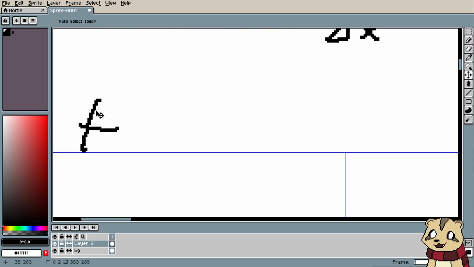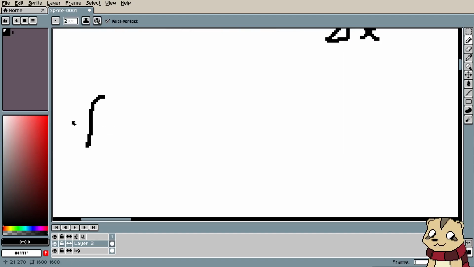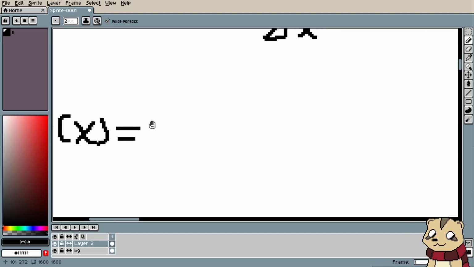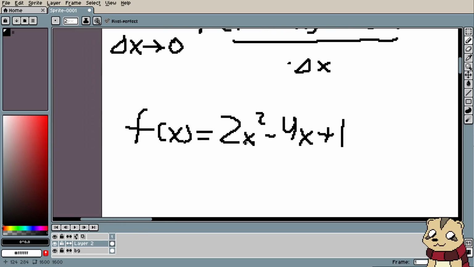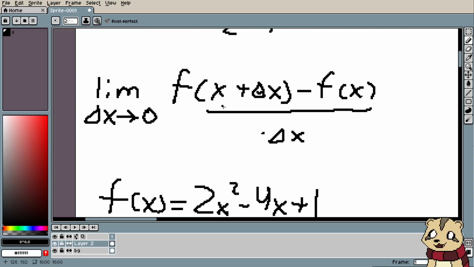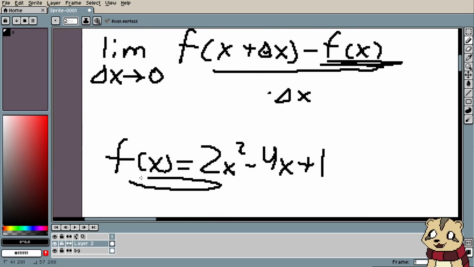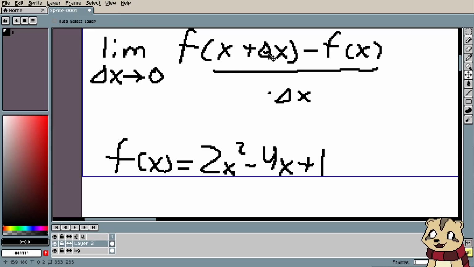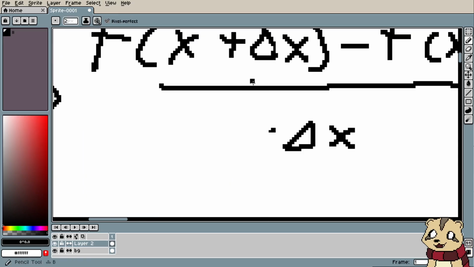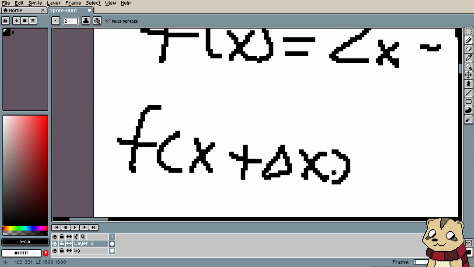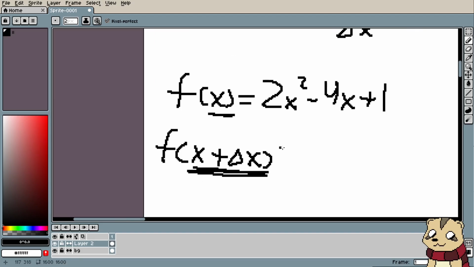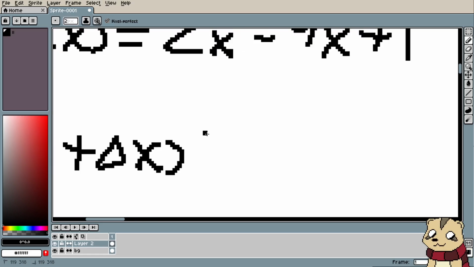So as for an explicit example of how you'd use this, I'll make a function here, f of x equals 2x squared minus 4x plus 1. So to use this, first we need f of x, which we have here already defined, but we need f of x plus delta x. So how we're going to do that is basically substitution. So really, when you change the form to something like this, you just replace all the x's with whatever you put in here.